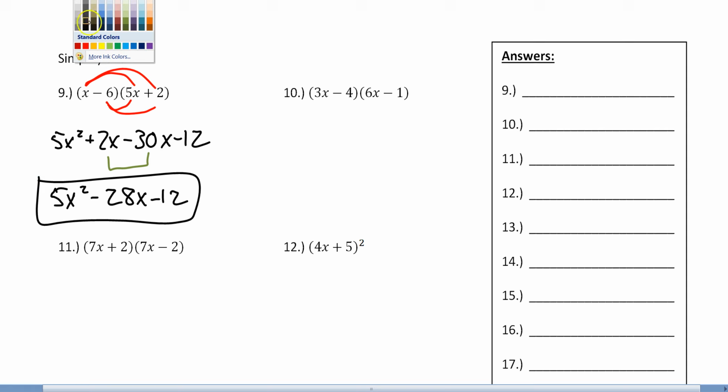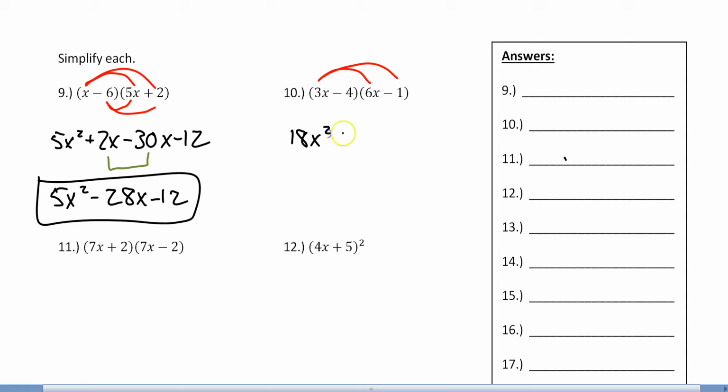The next one I'm going to go ahead and distribute. So I distribute the 3x to each of these. Again, I'm using these rules of exponents. I go 3x times 6x. That's an 18x squared because I add the exponents. 3x times a negative 1 is a negative 3x.